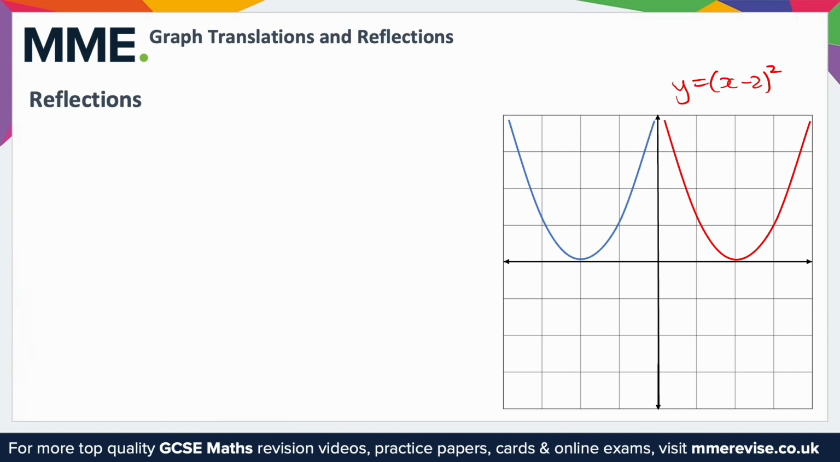Well, here we've taken, all the y values have remained the same, but we've taken all of the x values and multiplied them by minus 1. So the input is multiplied by minus 1. So in this case, y equals (minus x minus 2) squared.